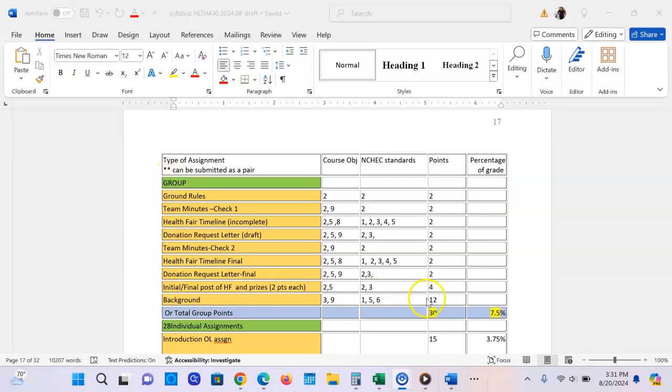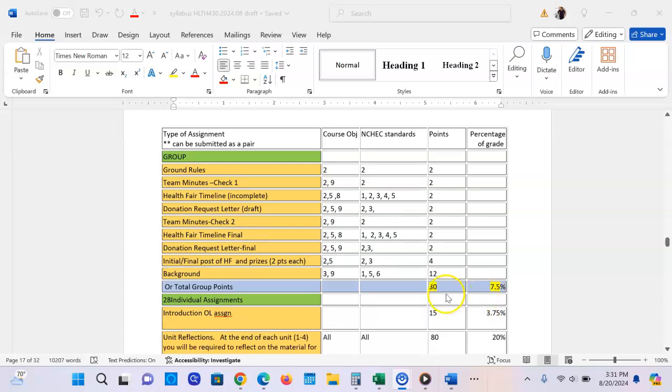As you know, the course has a large amount of group work in it, but it's only worth a little part of your grade. So it's worth 7.5% of your grade. I need to check that to make sure it's right. But it's only worth 30 points out of 400. So if you have somebody in your group that is not doing their job, it's not going to impact your grade that much.